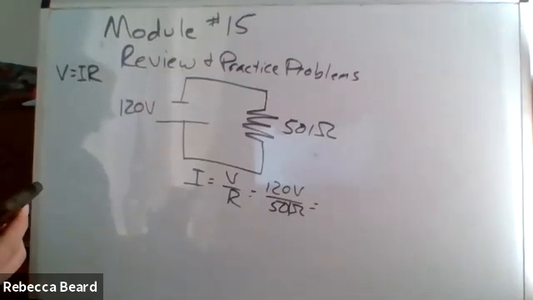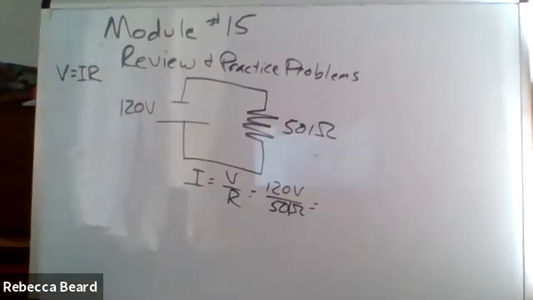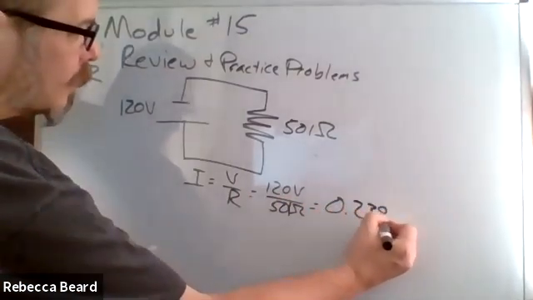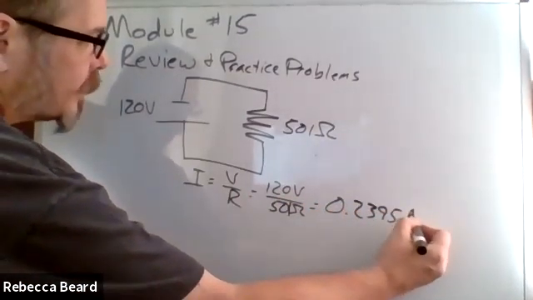120. Enter. 501. Divide. 0.2395. And this is going to be amps.